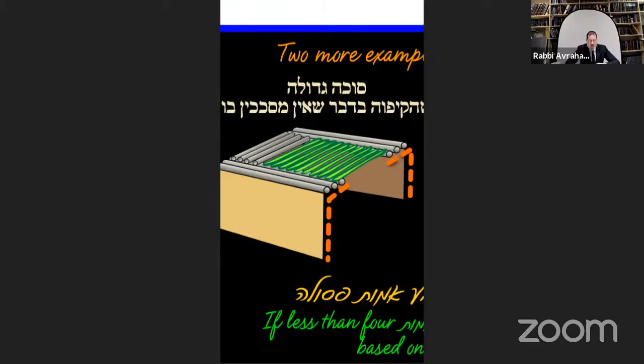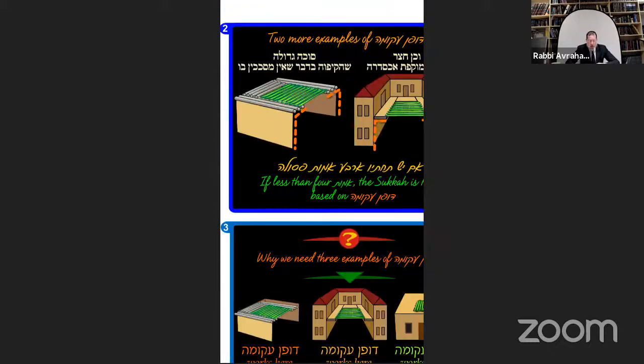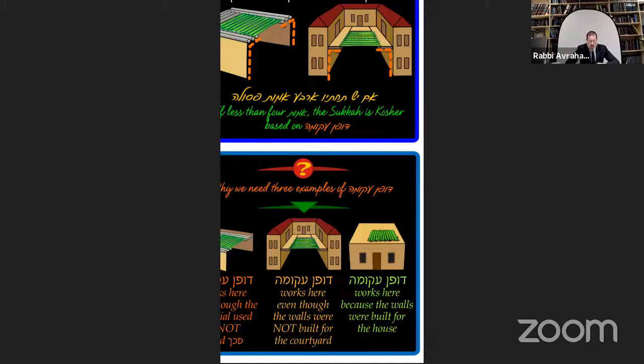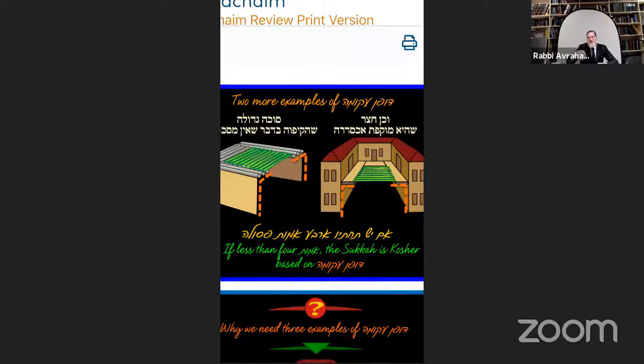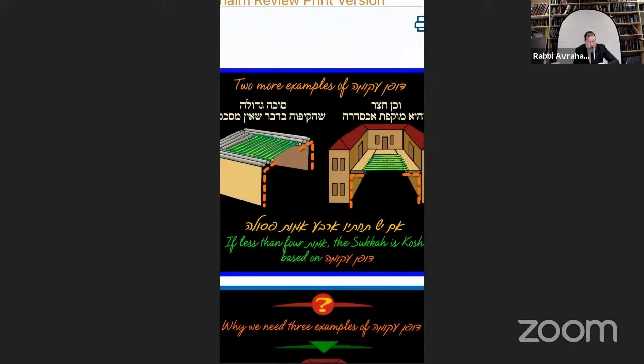3 cases. The case of bayis shenifchas, the house that was breached, the case of the chatzar, and the case of a large sukkah where you placed pasal schach. And the Gemara wants to know, kol hanalamali, why did we have to give 3 examples? It's really just teaching one din, the din of doifen akuma. So the Gemara says, no, I need tzrich, I needed all 3 cases.